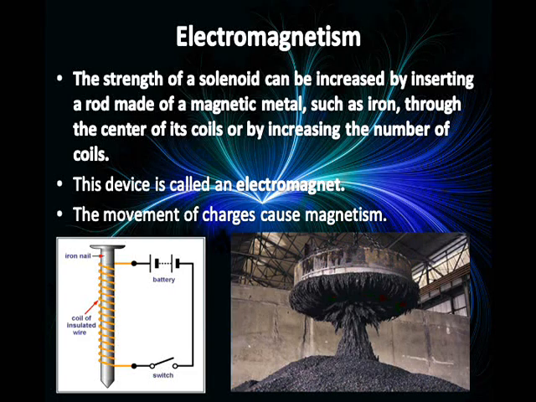The movement of the electric charges is what causes the magnetism. And on the left-hand picture, you actually see, and we'll look at this in class, how you can use a nail. If you just wrap a wire around it that has electric current running through it, you can actually magnetize that nail. And the picture on the right is showing you a large electromagnet.